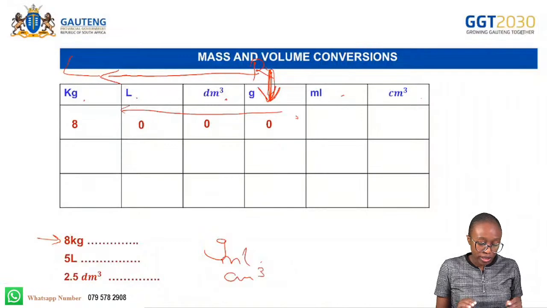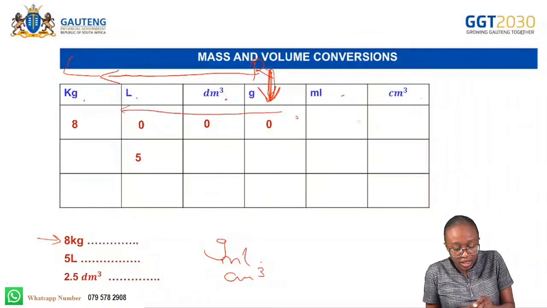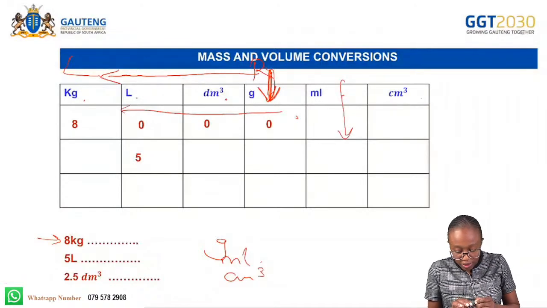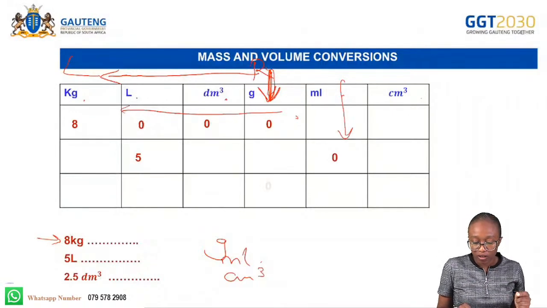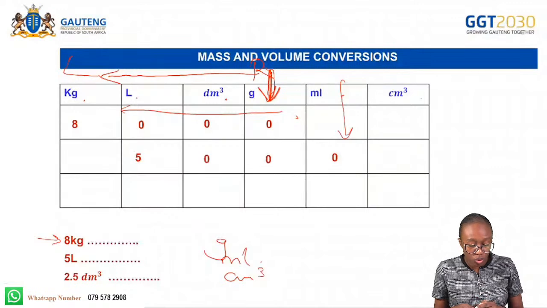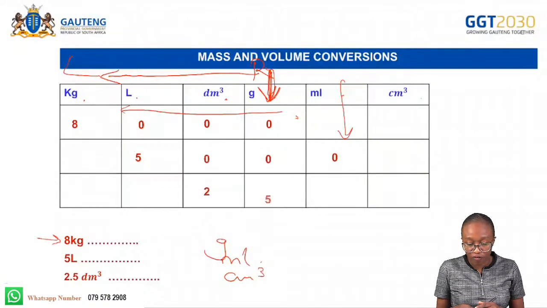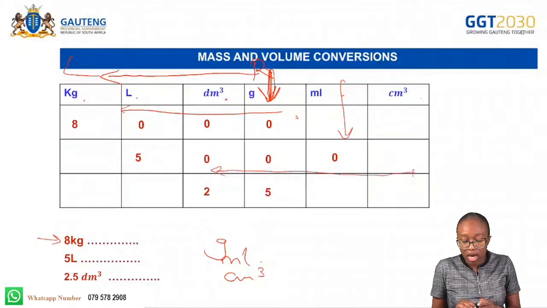Next we'll go to liters, 5 liters. You write the number 5, and then you start where the milliliter is and fill in the zeros, moving from right to left: the first zero, the second zero, and the third zero until there's no more space. For dm cubed, we've got 2 digits, it is 2.5. You write the 2 and then the 5, then start from centimeters cubed, moving in that direction, and fill in the zeros in the available space.